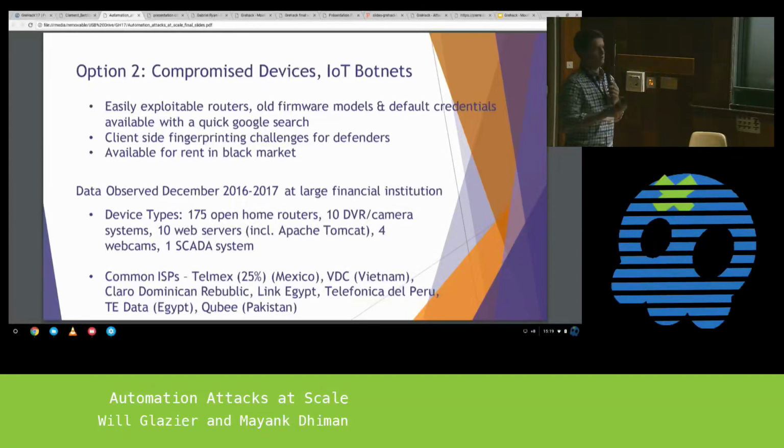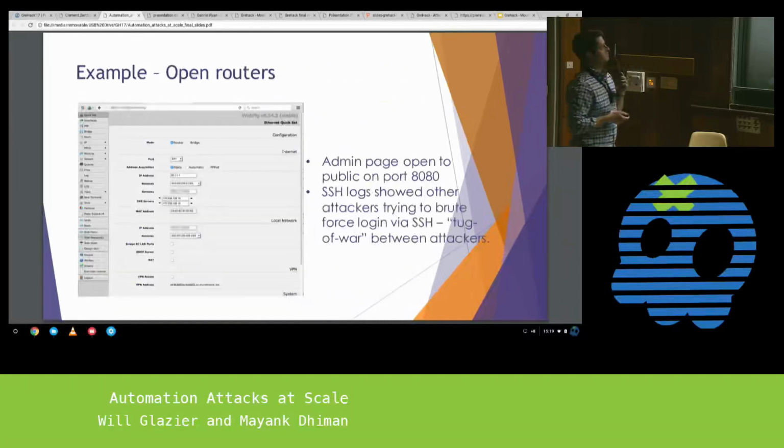And many people obviously don't reset the default credentials on their router, and many of these were old. So just this combination of circumstances allowed these attackers to build up these sort of botnets that they could just rent out. And here's an example of one.